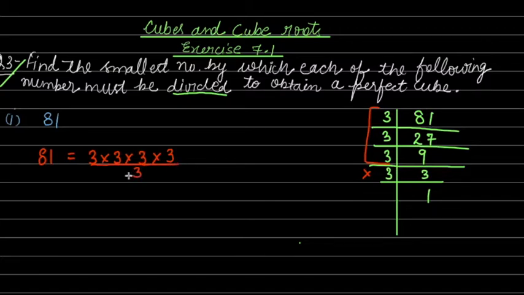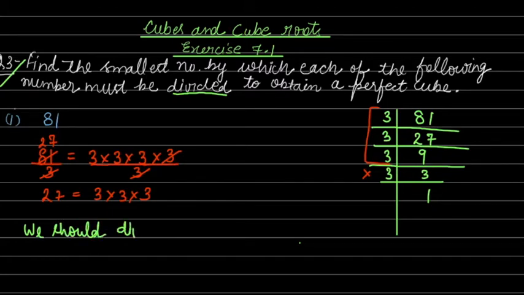So if you divide both the sides by 3, this is cancelled. What will it be? 27. And 27 will be equal to 3 into 3 into 3. It gives you 27. It means the given number will become 27 if you divide 81 by 3. So what will be my answer statement? How will we write? We should divide 81 by 3 to obtain a perfect cube.